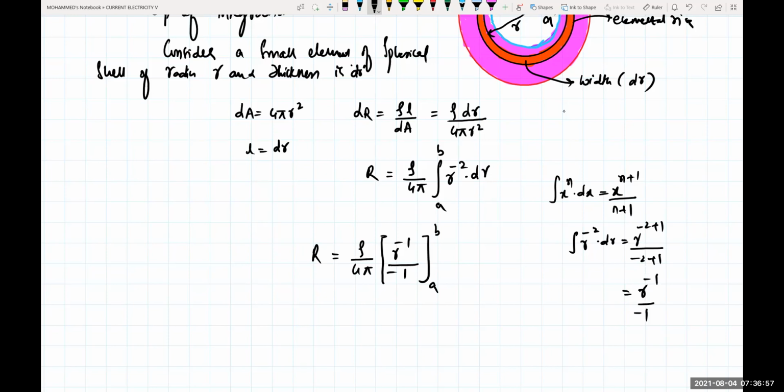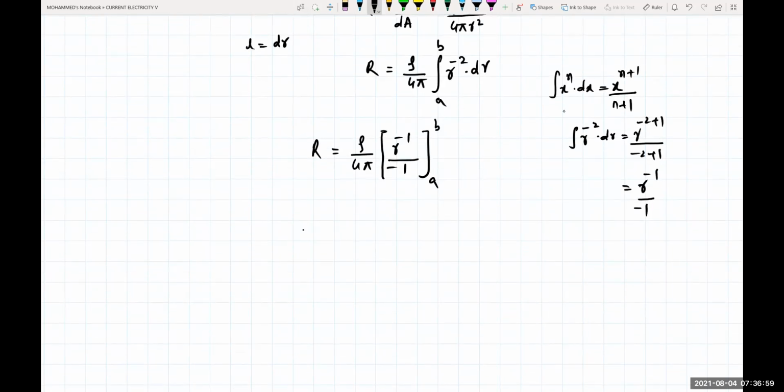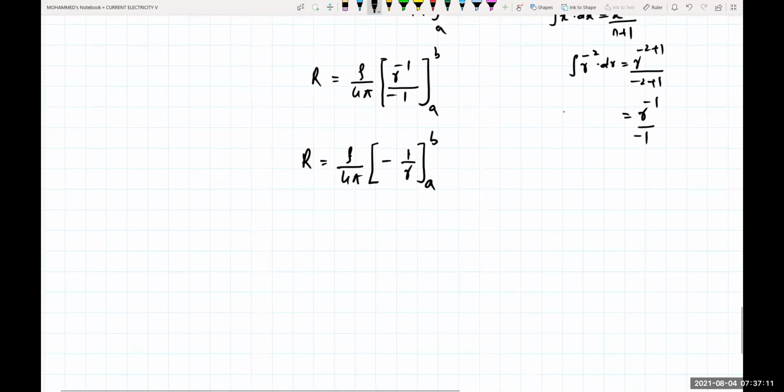Just simplify that. So R is equal to rho divided by 4 pi, and this becomes minus 1 by r, with limits from a to b. Substitute the upper limit minus the lower limit. So R is equal to minus rho divided by 4 pi, into upper limit minus lower limit, so it is 1 by b minus 1 by a, isn't it?